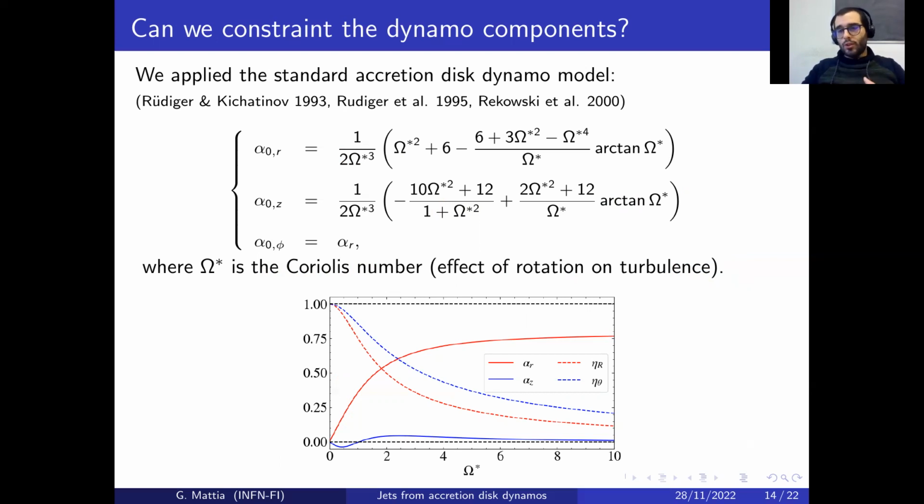Let's say, a practical definition of the Coriolis number is the effect of rotation on the turbulence. And practically speaking, it means that a high value of the Coriolis number means a strong dynamo, and a low value of the Coriolis number means a weak dynamo, which reflects on the amplification of the magnetic field, of course. So let's now apply this model, and let's see, can we actually get a jet launched from the accretion disk?